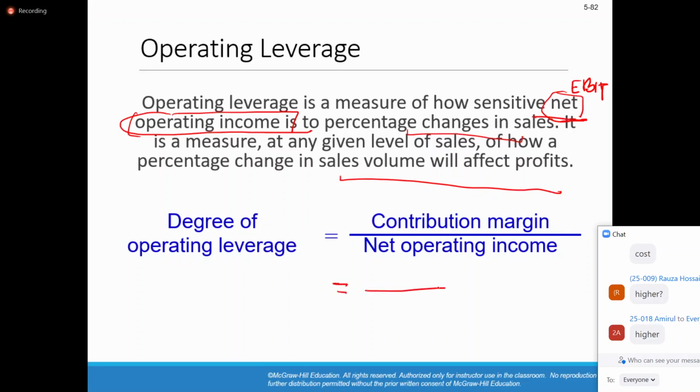Let me help you to recall that we get the contribution margin by subtracting variable cost from the sales, either in total or on a per unit basis. You see that as you are writing the net operating income, that's why you need to write the contribution margin as a total sales and total variable cost. It cannot be per unit, as the denominator is a total amount.